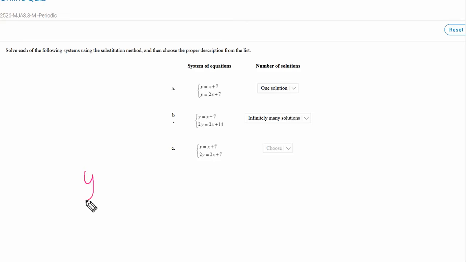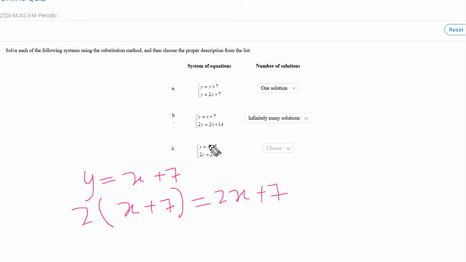Then you have y is equal to x plus 7. Again, you will do the same thing: 2 times x plus 7 equals 2x plus 7. Okay, again, I just replaced the y in here by x plus 7. You get 2x plus 14 is equal to 2x plus 7.